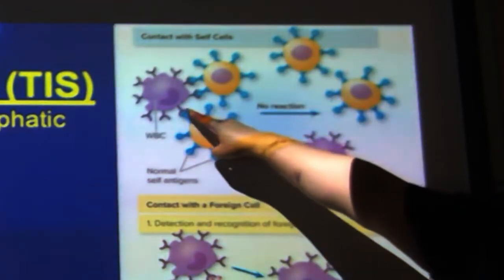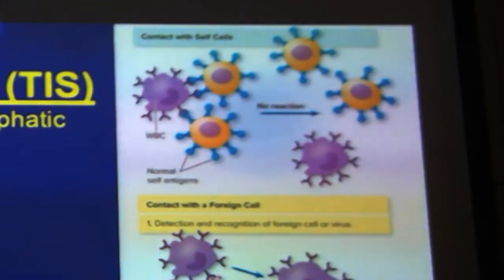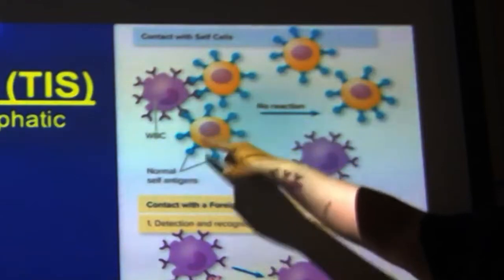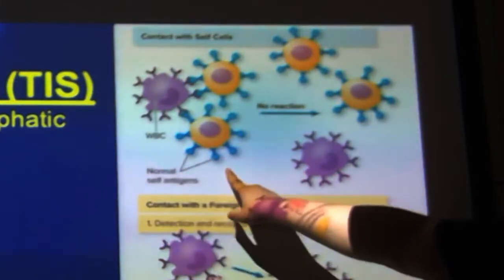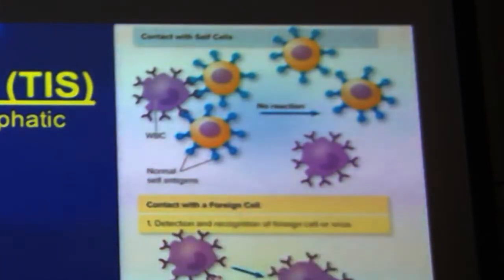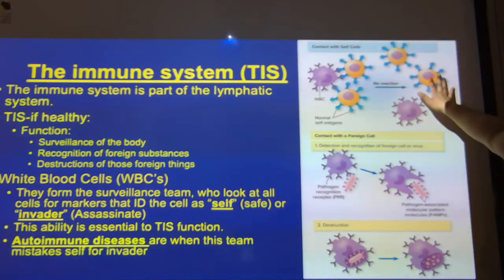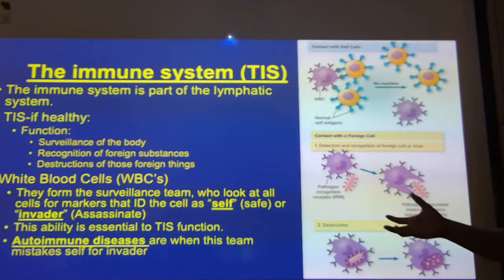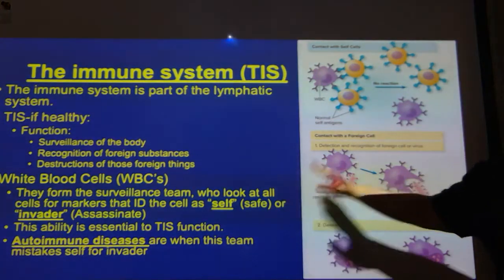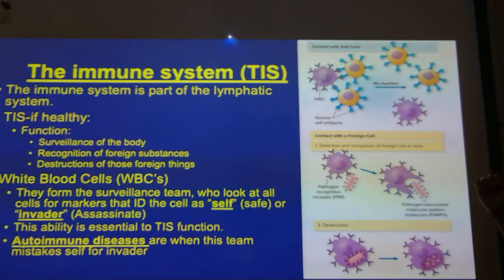Our white blood cells, these little dudes right here, are constantly floating in our body, looking at tissues and trying to find something that doesn't belong. But when they come to cells that have a normal self antigen, meaning that it actually belongs there, it floats off, it leaves these guys alone so they can live their best life. As long as you belong and are identified as being safe, they don't do anything to you.